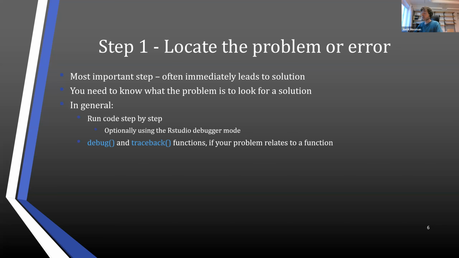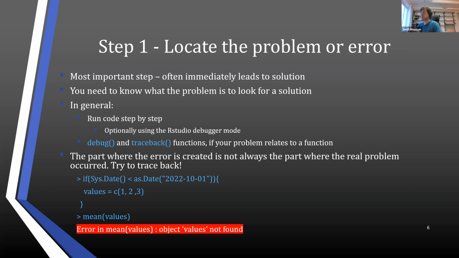So in general, you can do this by running your code step by step. You can use the RStudio debugger for this, but you can also just do this manually. Then there are some functions that may help you. There's the debug function. I will demonstrate this later in the hands-on part of this workshop. There's a traceback function. That's for when you use a function that generates an error, but maybe that function calls another function and another function, which makes it very complex to find your problem. Traceback gives you the function where the error originated. As I said, I will demonstrate it later.